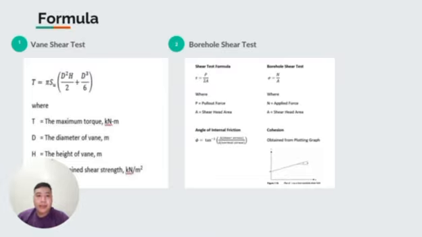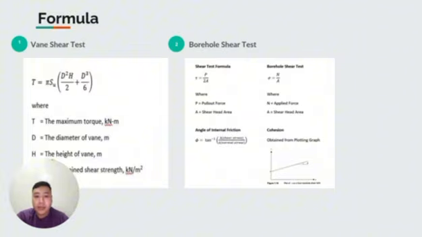Now, let us move on to the formulas used in this test. For the Vane shear test, the torque measured at failure is related to the undrained shear strength of the soil. By using the Vane dimensions and applied torque, we can calculate the value of Su.